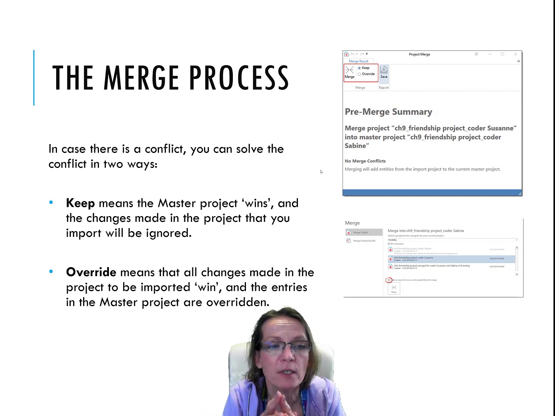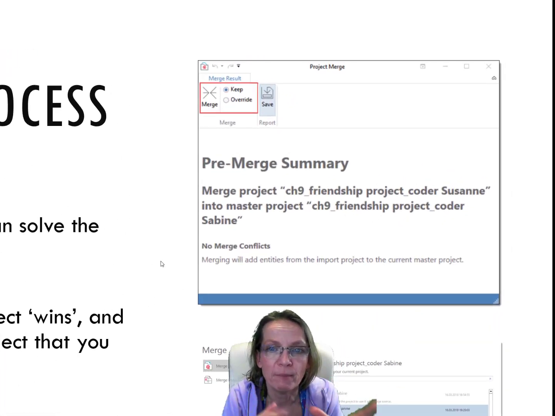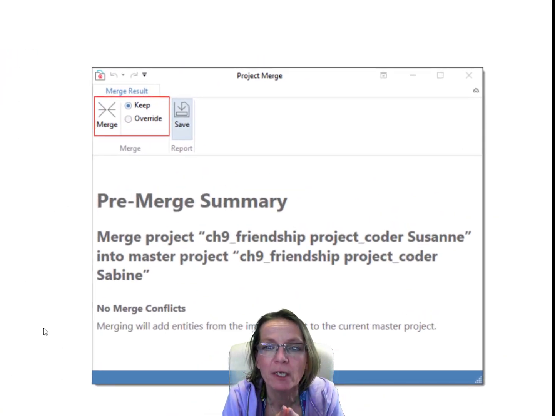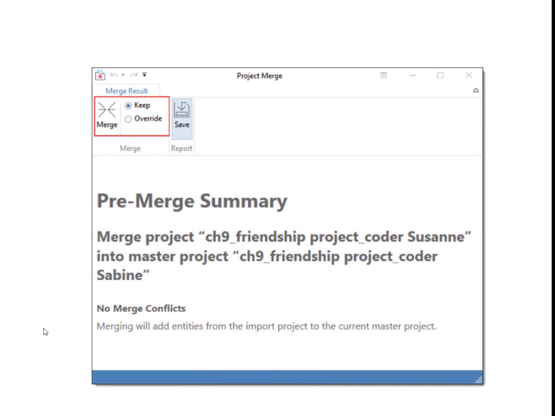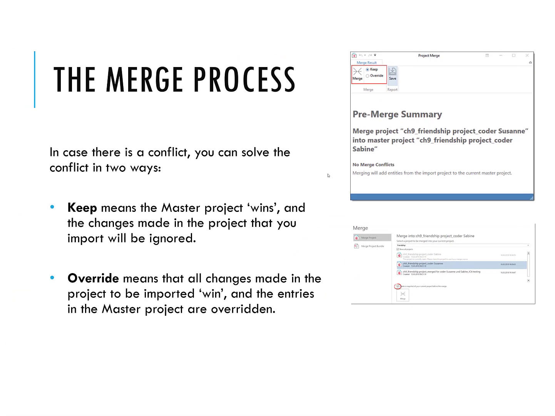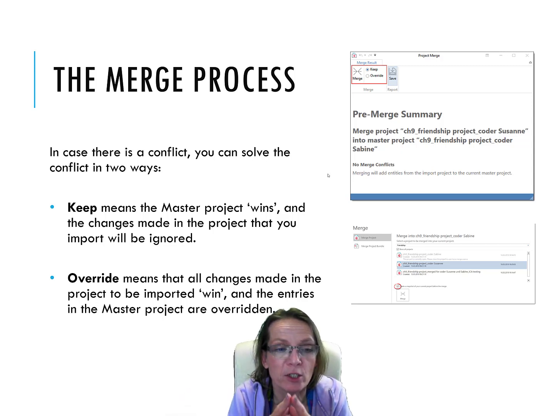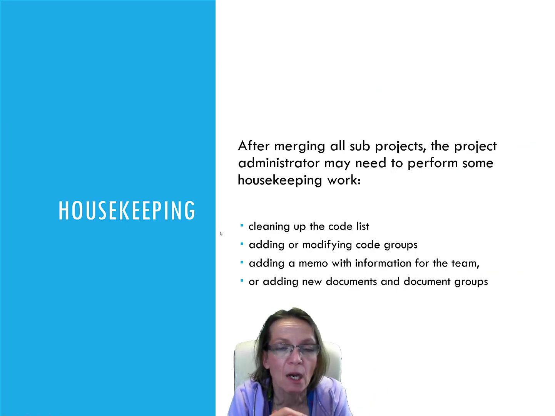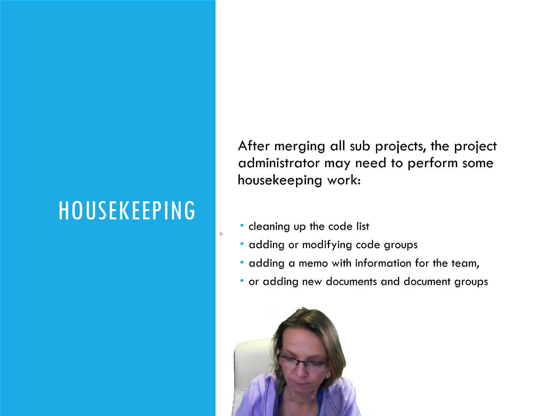So from the process itself, when you start merging, you will get a pre-merge summary that tells you whether you have conflicts or not. What you see here is no conflict, so you can just click on merge and then things are done. And if there are conflicts, then you have these two strategies, keep or overwrite. When I demonstrate it in ATLAS, I will produce some conflicts, so we actually see how it's going to look.